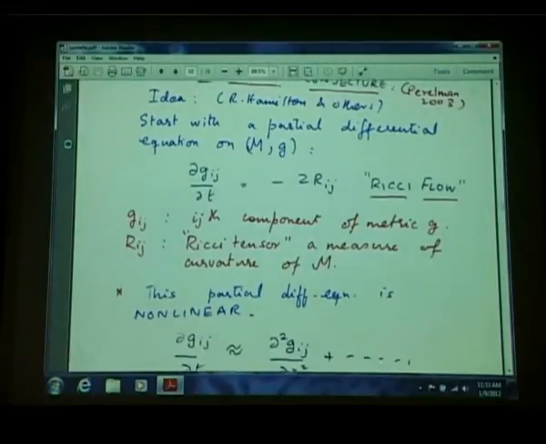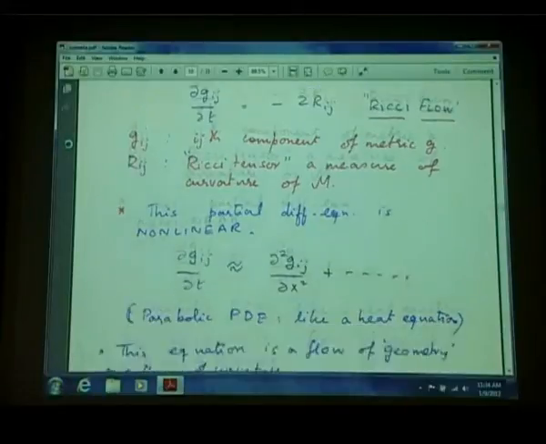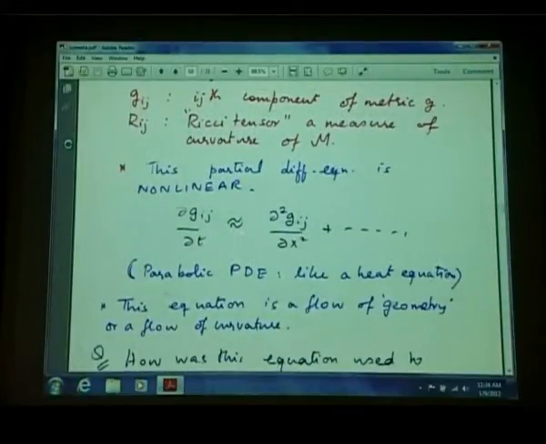Now this partial differential equation is nonlinear, but let me give you an idea of what the right hand side looks like. So the right hand side looks like something which has no more than 2 derivatives of Gij with respect to the coordinates. Okay, so there's lots of other terms there and it's nonlinear, but this is the rough idea of what it looks like. So the curvature depends on the metric. Now this is actually a parabolic PDE. It's like a heat equation. Okay, and this equation describes a flow of geometry or a flow of curvature.